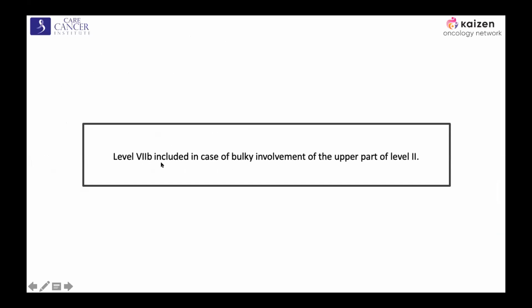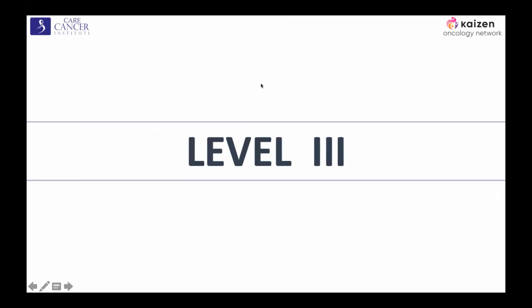And coming to level 7B, again, this has also been discussed. Level 7B is just the cranial continuation of level 2. The probability of having a node here is very, very less if you don't have a node in level 2. So level 7B, you have to treat only in case of bulky involvement, especially of the upper part of the level 2. Otherwise, you don't have to routinely treat level 7B in all cases.